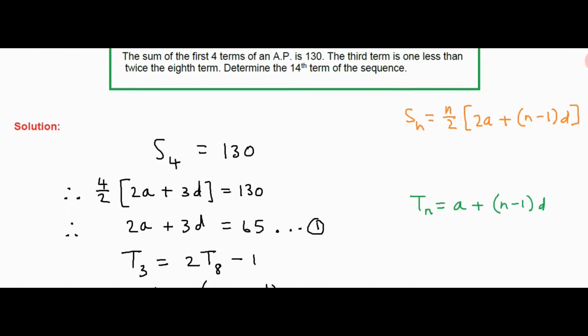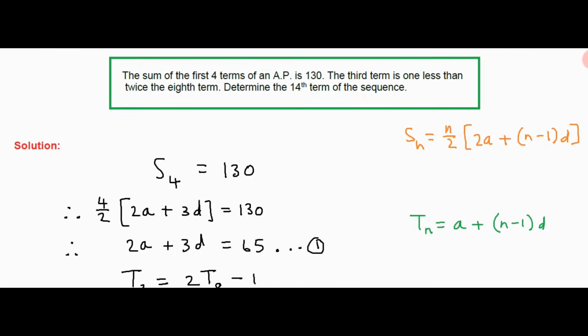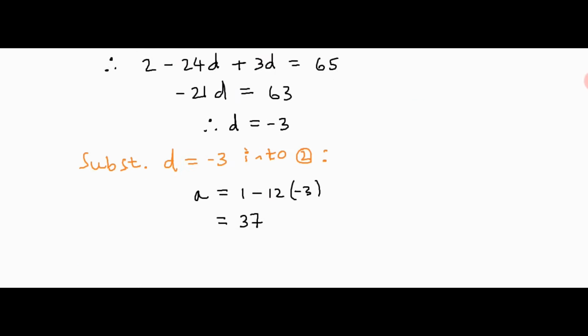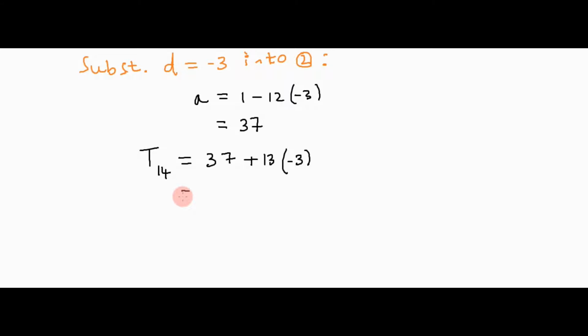Now remember that we needed to find the value of the 14th term. So once again we can use t sub n. In this case it's going to be t sub 14 is a, which is 37, plus n minus 1 is 14 minus 1, so 13 times d. And this equals 37 minus 39, which is negative 2.